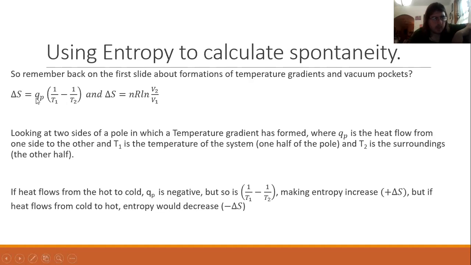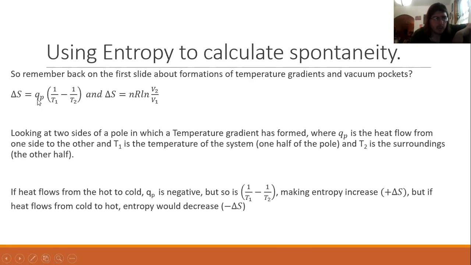So for the heat flow, you get two sides of the pole, right? It flows from one half to the other. T1 is one half of the pole and T2 is the other half. T2 is our surroundings and T1 is our system, and let's say T1 is cold and T2 is hot, no matter what. So cold is the lower number, hot is the bigger number. T2 is the bigger number, so you get a positive number.